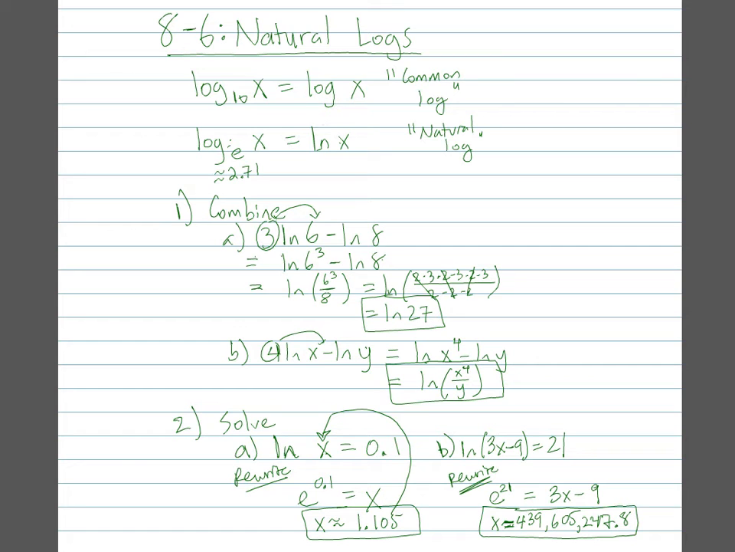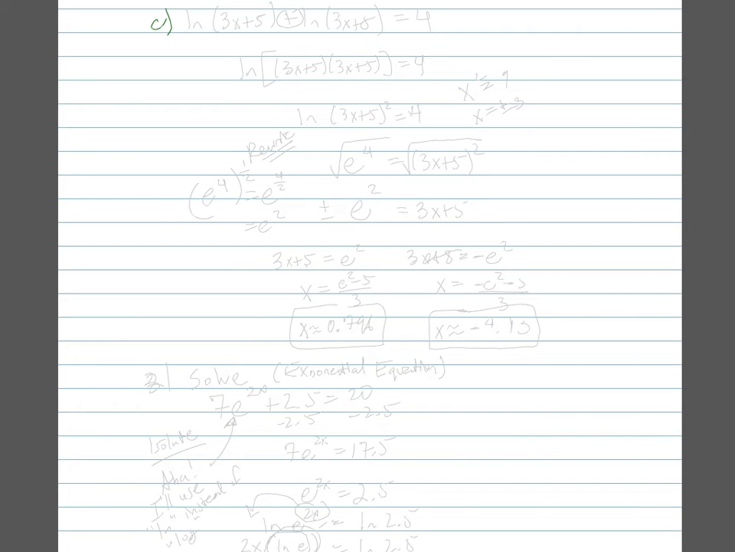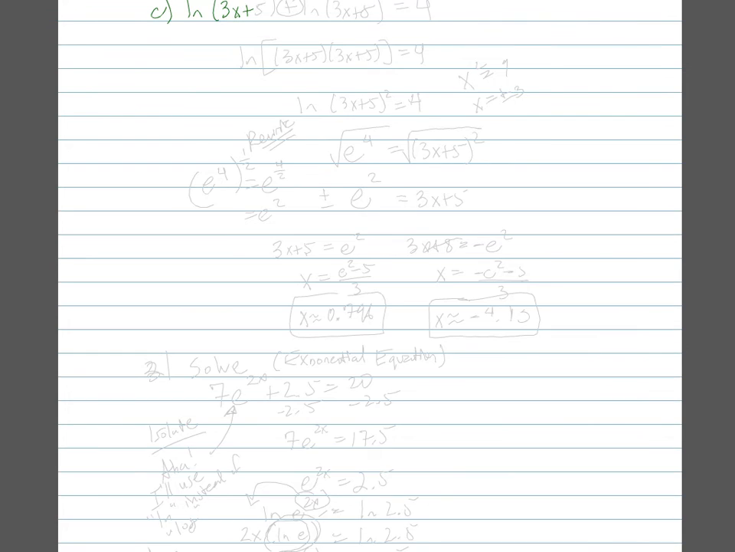Okay, let's try one more example. All right, so let's do ln 3x plus 5 plus ln 3x plus 5 equals 4. This is kind of a harder one, and you're not going to see too many of these on your homework, but it's good to see one harder problem.